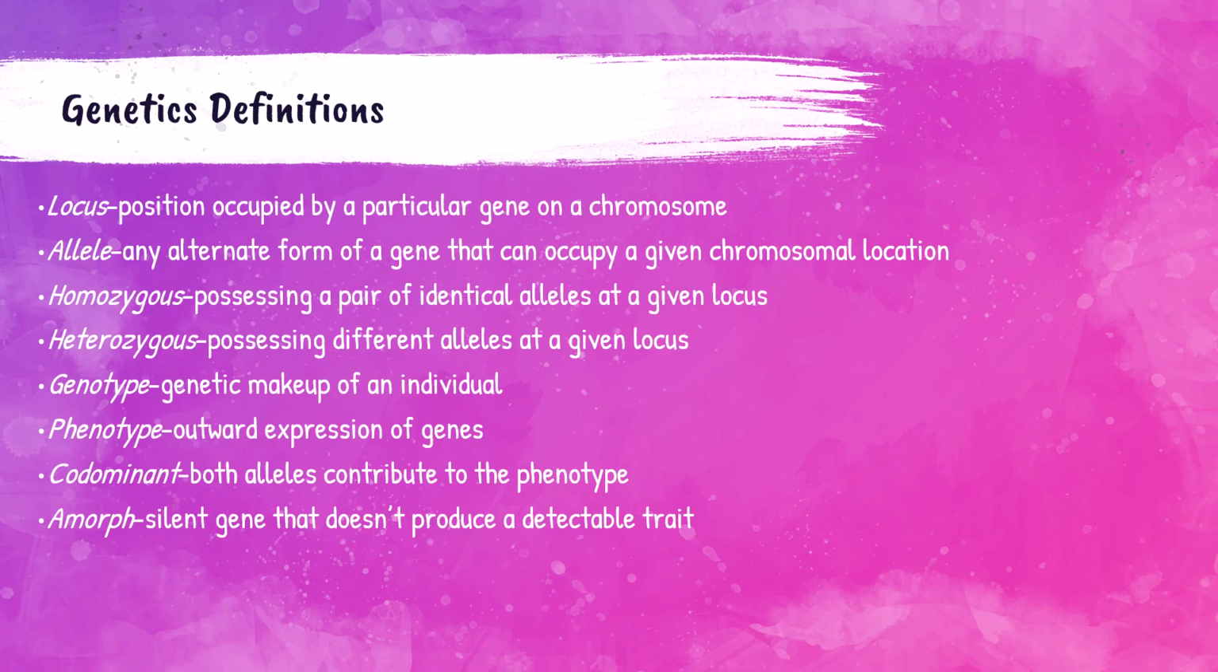Genotype is the genetic makeup of an individual, whereas phenotype refers to the outward expression of genes. I will give examples of homozygous versus heterozygous and genotype versus phenotype later on in this presentation. The term codominant is when both alleles contribute to the phenotype. An amorph is considered a silent gene that doesn't produce a detectable trait.